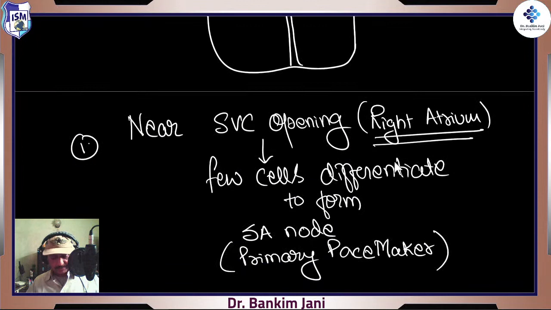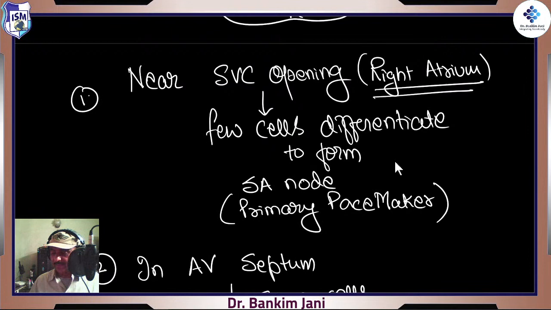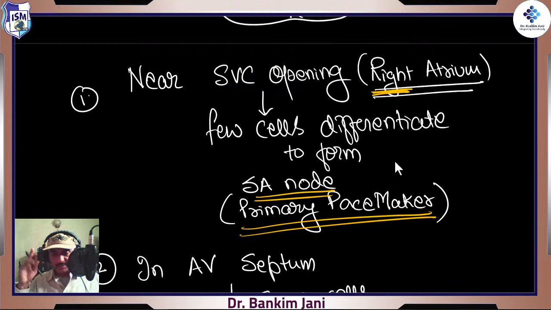So near superior vena cava opening, something else also happens. That is into the right atrium. Few cells differentiate to form SA node. That is what was called as the primary pacemaker, that beat which was starting. But now it is not ending over here. Now they are fully mature. So they are now not the primitive pacemakers, but these are the primary pacemakers who have got capacity to beat.